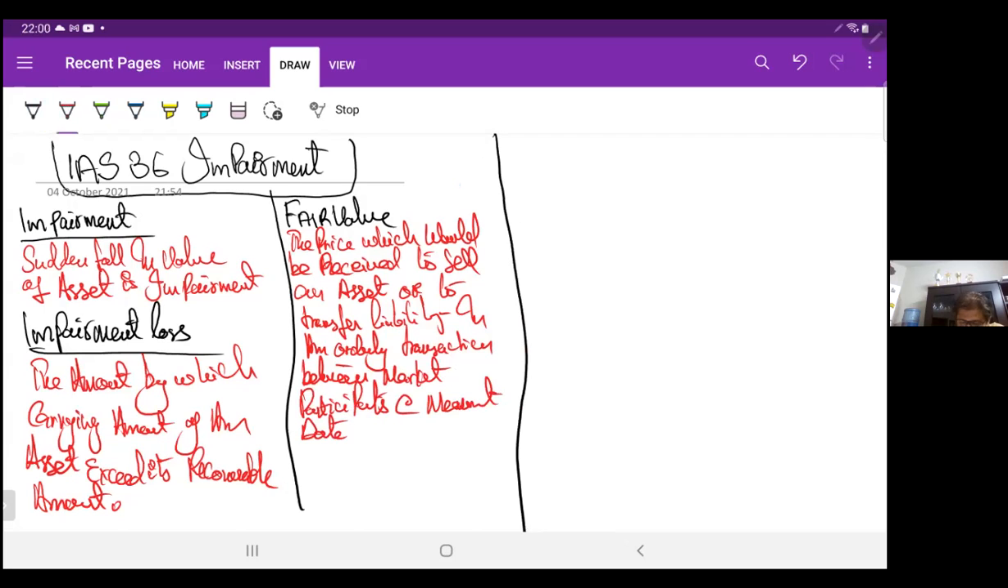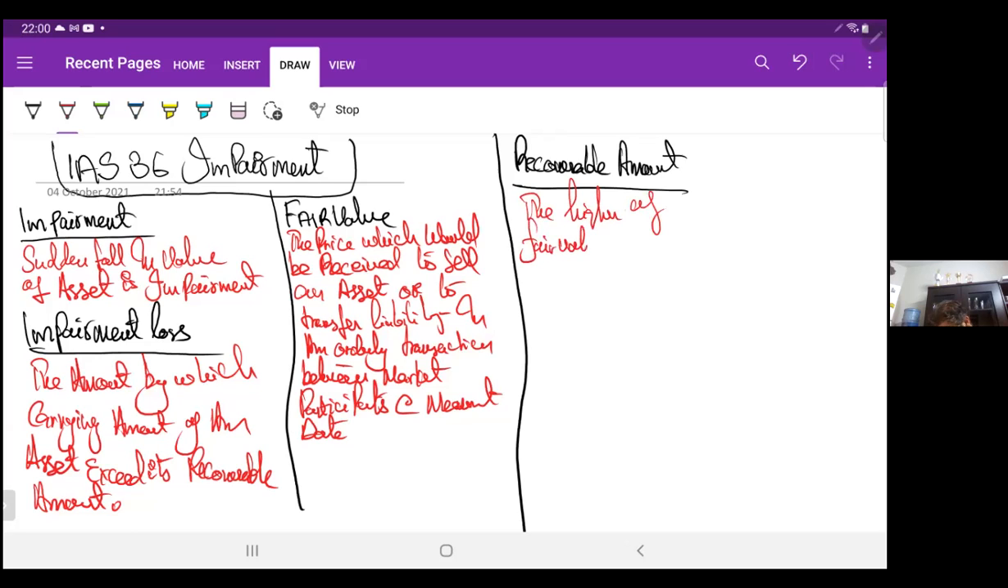Now, what is recoverable amount? The higher of fair value less cost to sell and value in use is the recoverable amount.